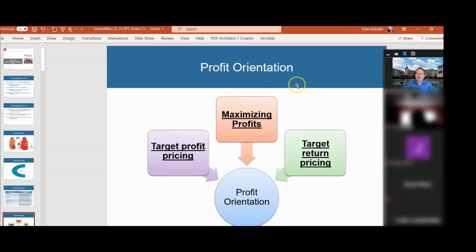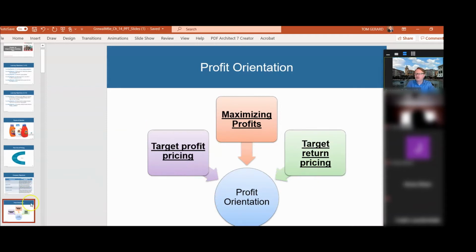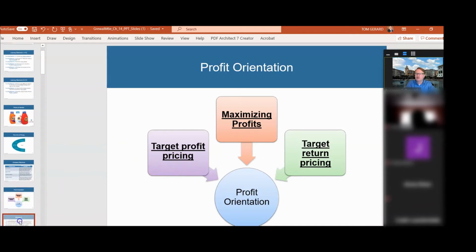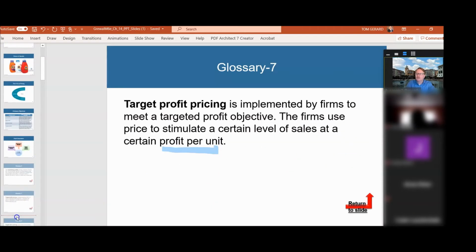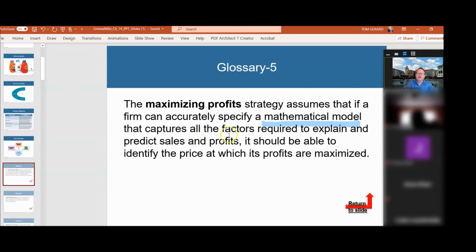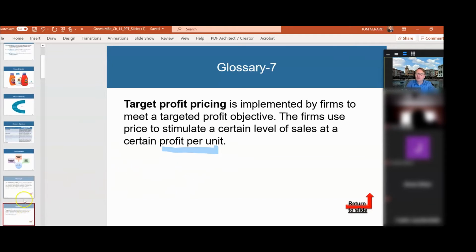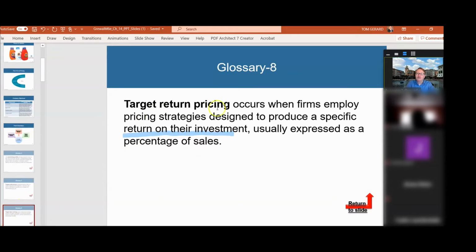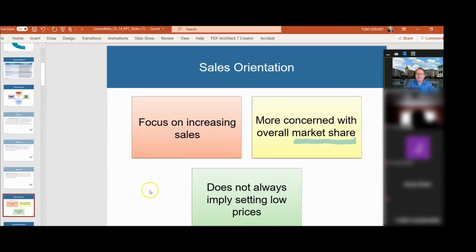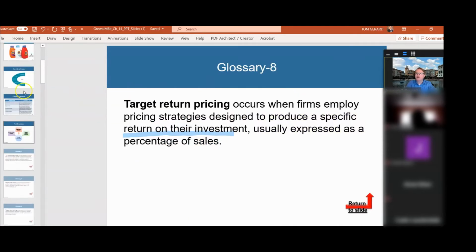Okay, let's continue. Profit orientation. Okay, here we go. This is talking about the different ones, right? Target price, maximize profits, target profit. Okay, let's continue. We talked about that. Let's go on. And this continues to say, now this talks about a mathematical model when we're talking about maximizing profits. And let's go to target profit per unit. This is where we get into our accounting target. I want to get here. Sales orientation. Okay, now remember, we're back up here.